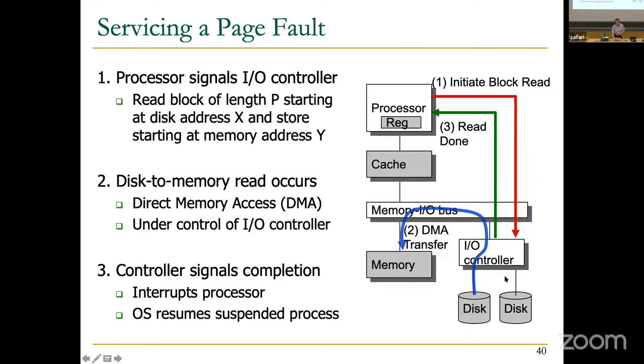So this happens under the control of the I/O controller. And eventually this finishes, the controller signals completion and it interrupts the processor saying, "Operating system, I'm done." So you can actually resume the process that faulted on this page. The operating system fixes all of those mappings and resumes the process. Makes sense, right? So you can clearly see that this can take lots and lots of microseconds, milliseconds. Actually, milliseconds are more. So you don't want page faults in your system, basically, the takeaway.